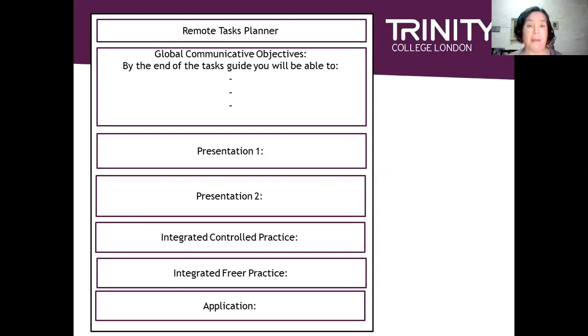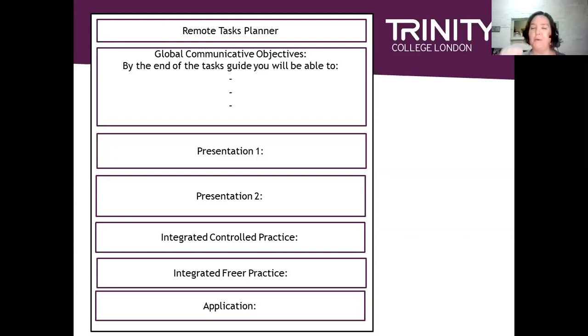So when you start planning your lesson, the first thing you have to think of are the global communicative objectives. By the end of this tasks guide or by the end of this lesson, you are addressing your student, because remember how important it is to share with them the objectives. You will be able to... remember not to have 1,000 global communicative objectives, because remember that each of them is like candy. You unwrap them and they've got their specific objectives.